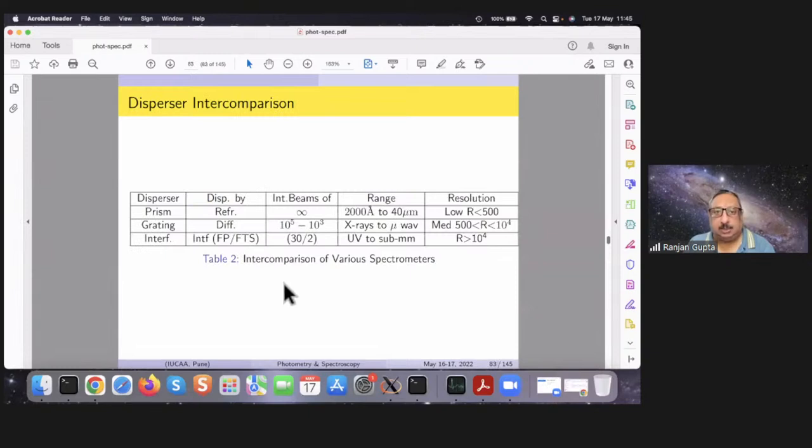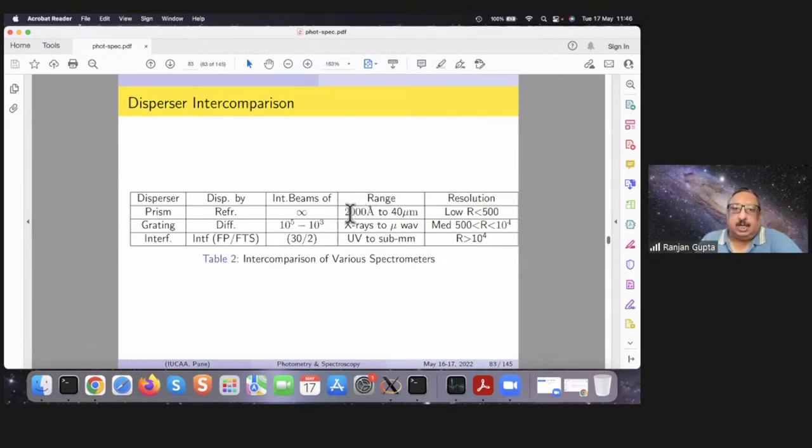Now, in the next two slides, I'm comparing all the three. Low resolution, medium, and high. So the low resolution, as I said, the Newton's experiment, the prism, is based on refraction. The grating is based on diffraction and interference. For high resolution instruments, for the moment you can skip this because it is more technical. Prism means there is only one spectrum coming. There's no confusion there.